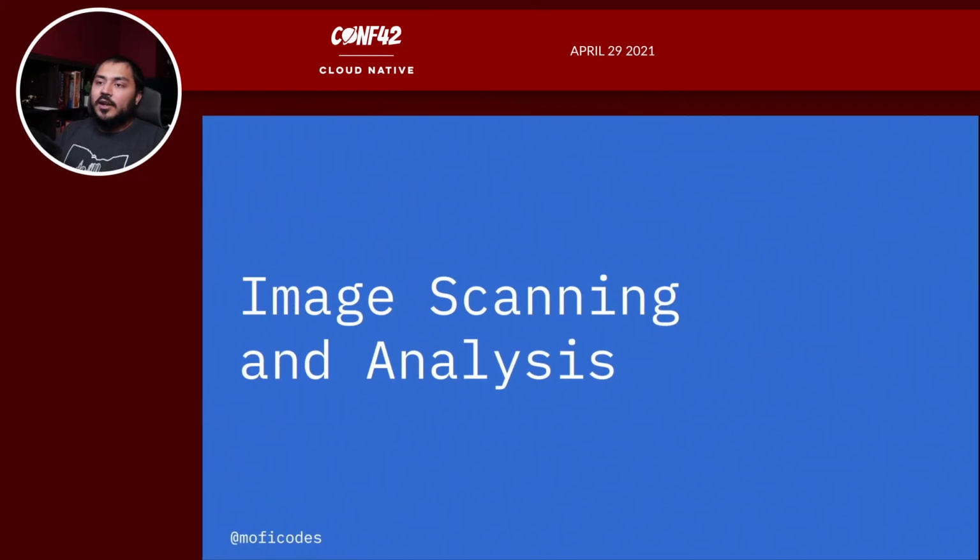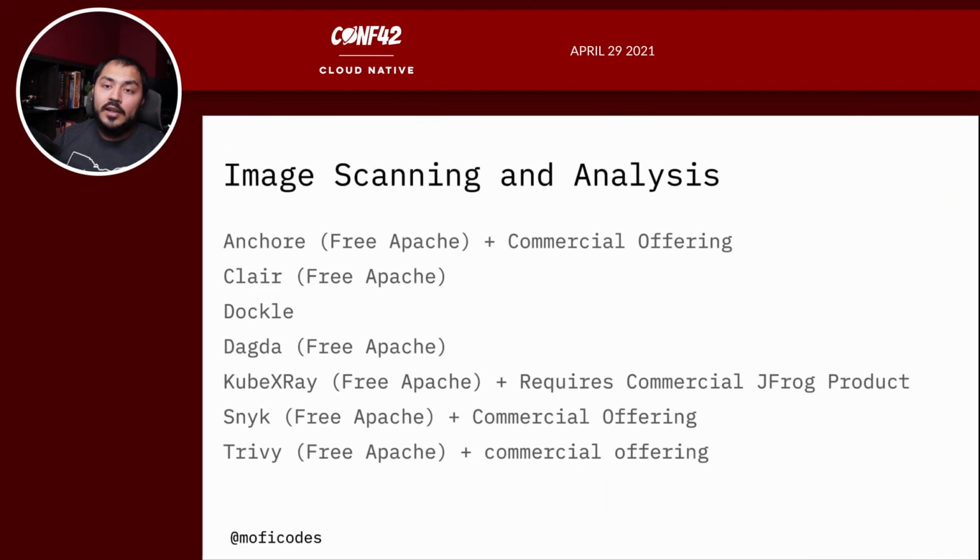So let's first talk about image scanning and analysis. So when you are building container images or you have a container image, you want to make sure that this image doesn't have any vulnerability. There are a number of image scanning tools, both in open source and paid. Some of them would be Anchore, Clair, Dockle, JFrog Xray, Snyk, Trivy. These are all tools. Some of them are free, Apache, MIT licenses, and some of them have a commercial offering tied to them. So they are part of a larger commercial offering.